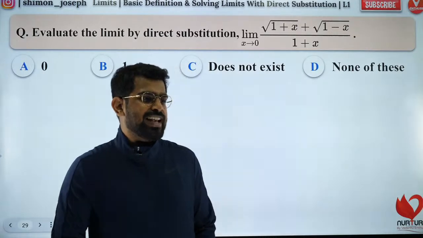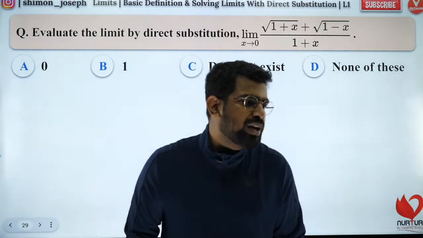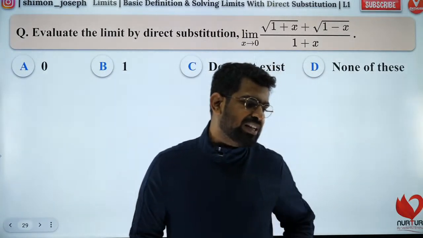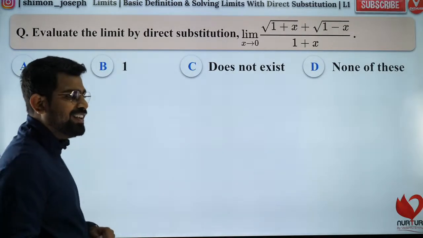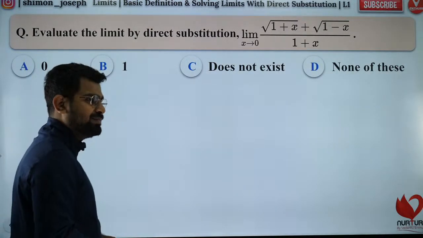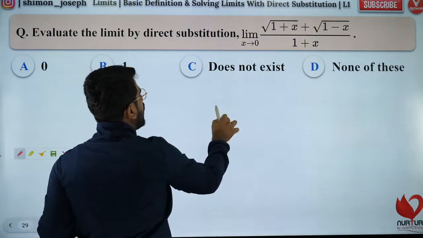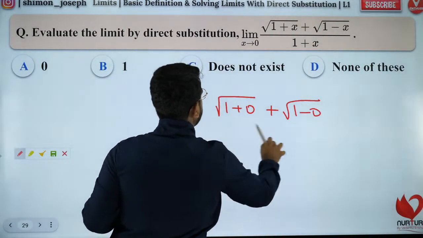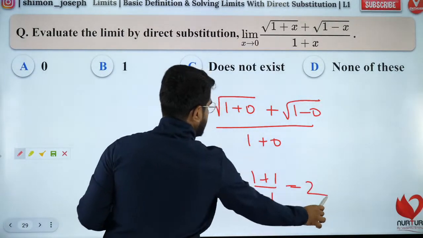So Anup says option D. Very good, Anup. Anup, you are right. Then we have Ashwin Purohit is right. And who else? We have Gokulnath. Absolutely right, Gokulnath. The answer is option D, guys. Because the answer is 2, right? Because when you put 0, what do you get? Root of 1 plus 0 plus the root of 1 minus 0 by root of 1 plus 0. So you will get 1 plus 1 by 1 is equal to 2. That's how you solve it.